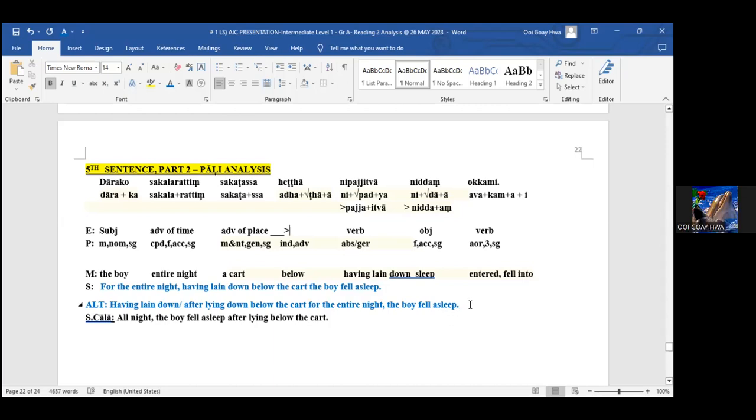I thought it's nice. Or I think the alternate is better. After lying down below the cart for the entire night, the alternate is better. The first sentence is the direct meaning, right? Then the alternate is better. After lying down below the cart, and then the boy fell asleep. Can also. Okay. That's all.